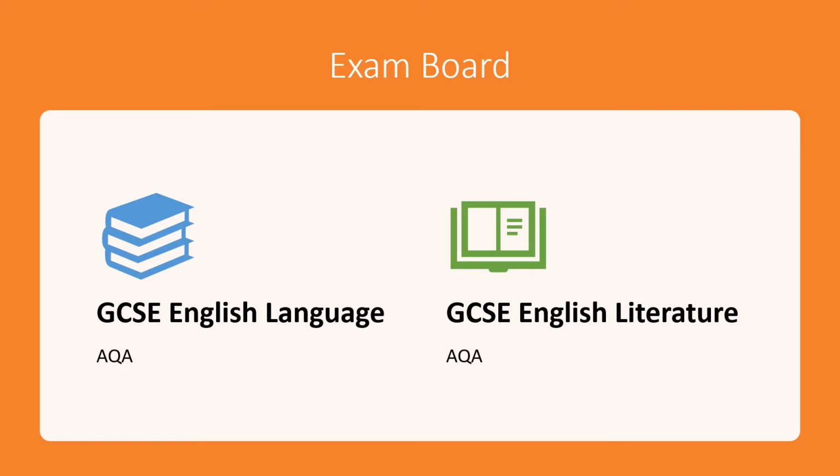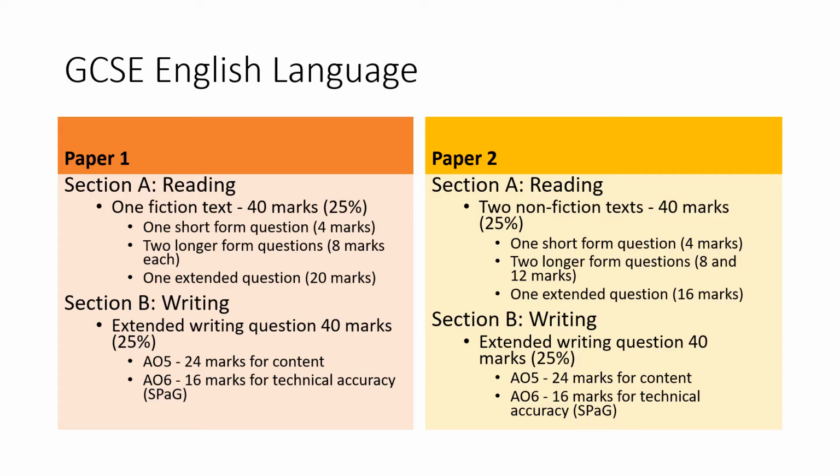The exam boards that we use at GCSE are the same for both English language and English literature. It is AQA for English language and AQA for English literature. In GCSE English language, the course is made up of two separate papers. Both of these papers are equally weighted and therefore equally important.